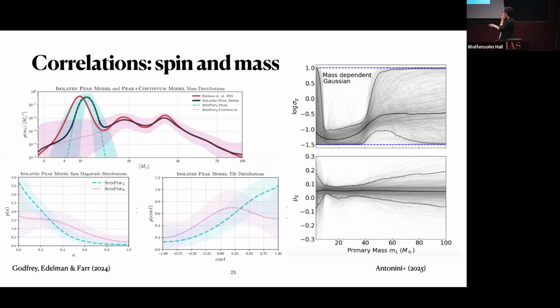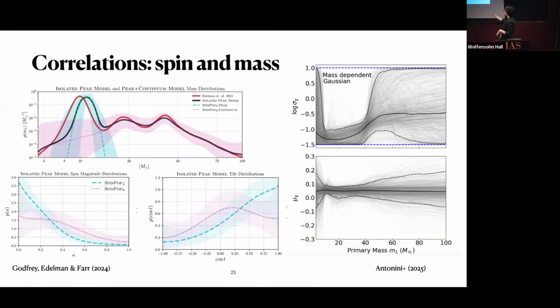So in the peak, perhaps smaller spins are favored, more sharply peaked at 0 compared to this continuum. And for the cosine of the tilt angle, perhaps in the peak, things are more preferentially aligned than in the continuum. And so in this paper, they pointed to this as maybe saying that the origin of this peak is isolated binary evolution. If that doesn't mean anything to you yet, then hopefully it will in lecture 2.